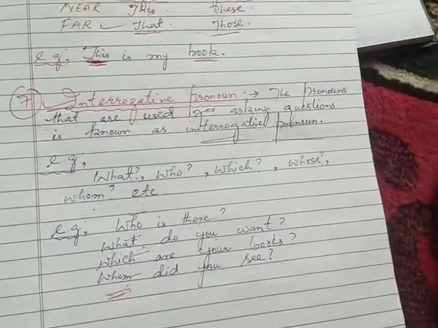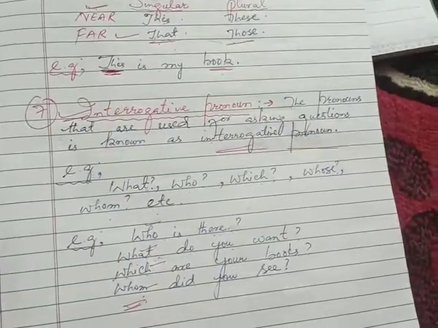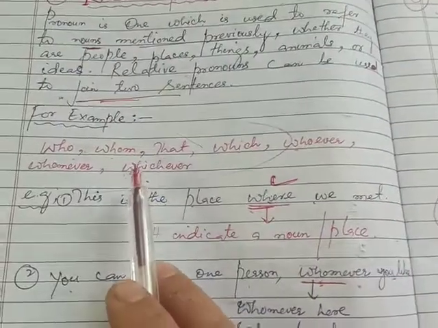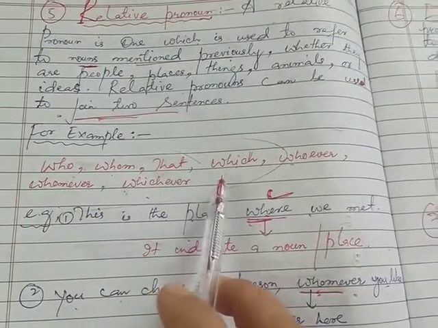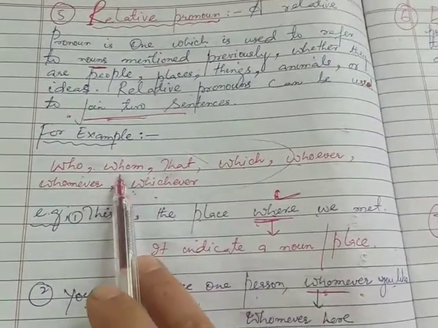Okay, my dear students, as the examples of this, look here: relative pronouns also have the same examples: who, which, whom.